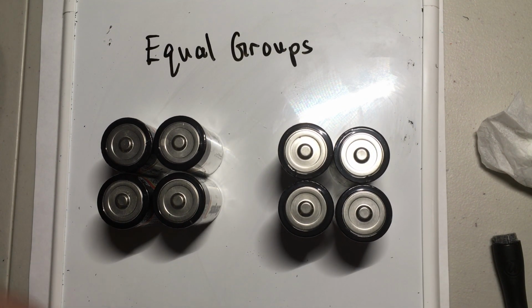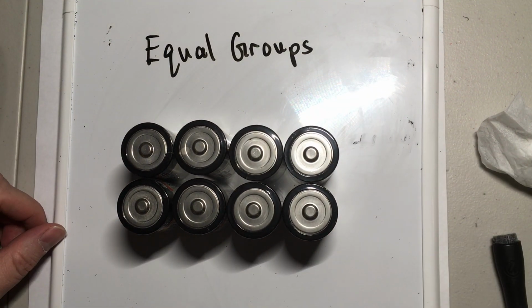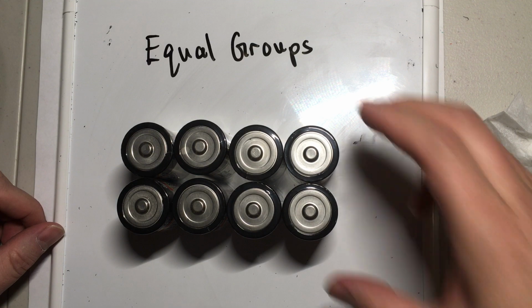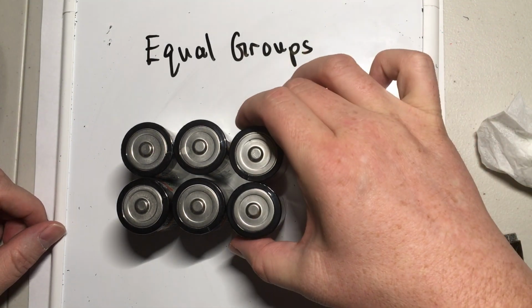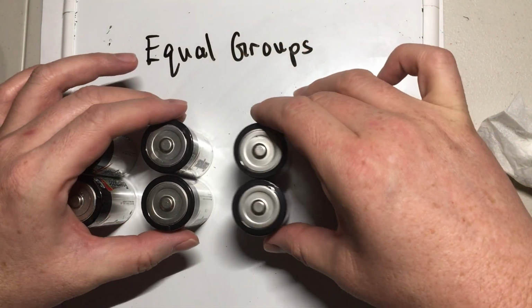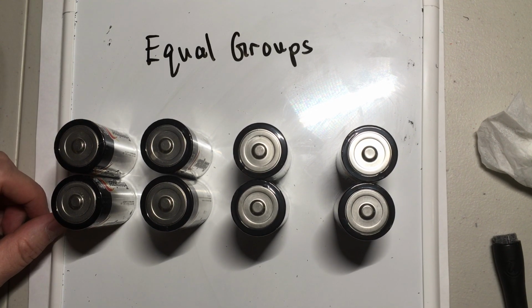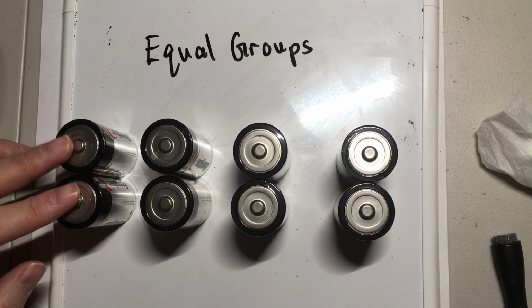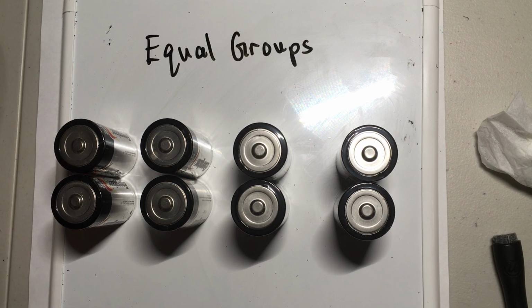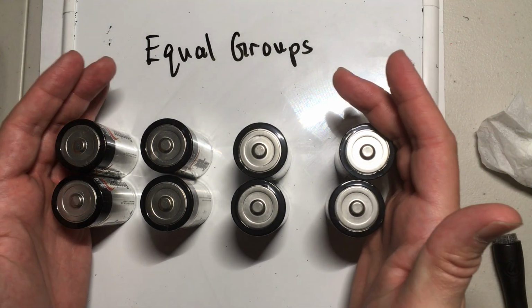There we go. Put them together. I wonder what other kind of ways I can make this. What if I had 4 equal groups of 2? Would I still have 8? Of course, because there's 8 total batteries here. So in this case, I have 4 equal groups of 2. 4 times 2 equals 8.